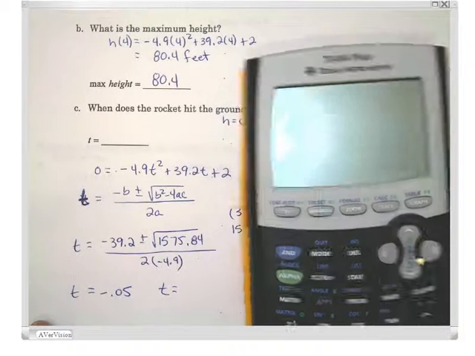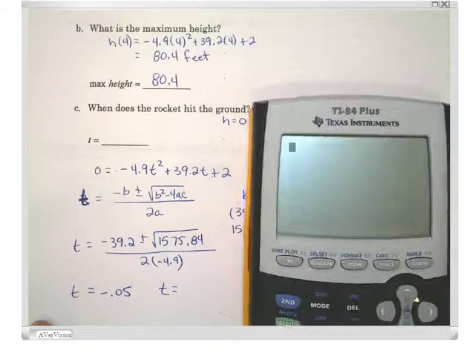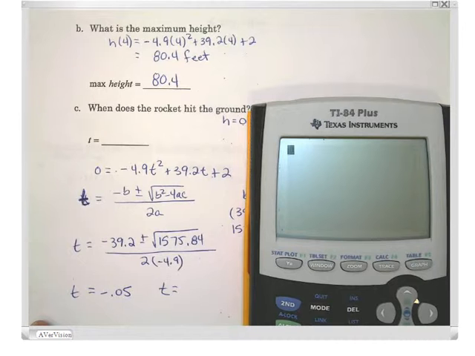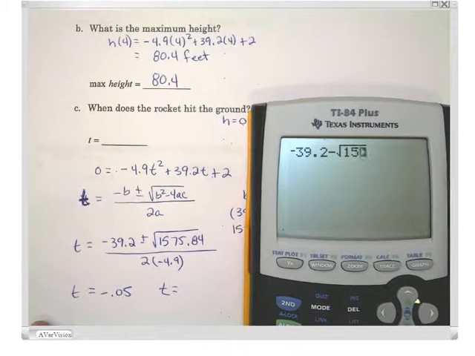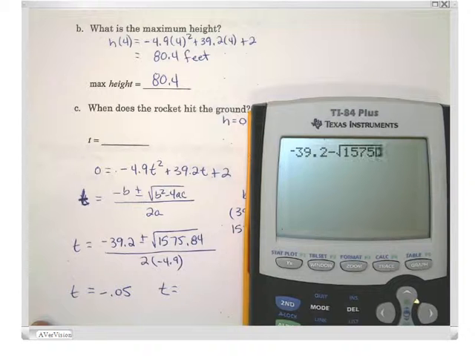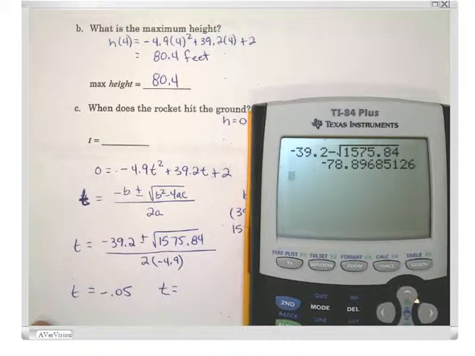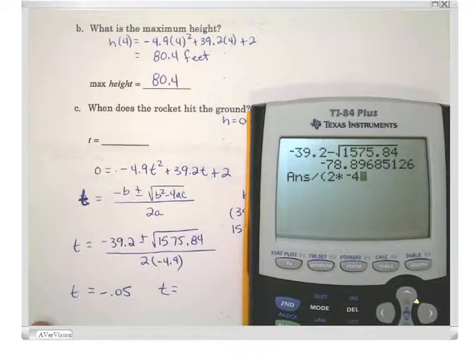And then we need to do the value for the negative root, so we can clear that and start over. Let's see, we can put in negative 39.2, and we can do minus the root of 1,575.84. Get an answer, and divide that by 2 times negative 4.9, and get an answer for that, which is 8.05.